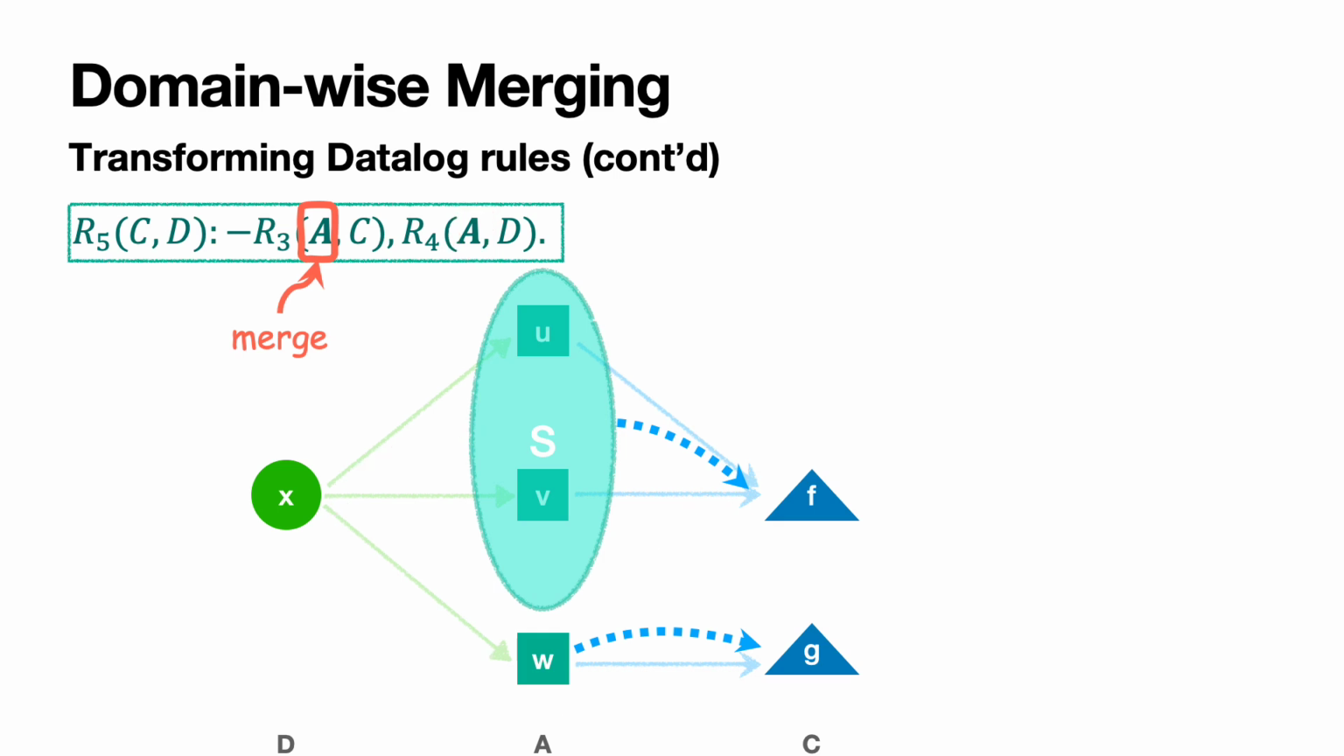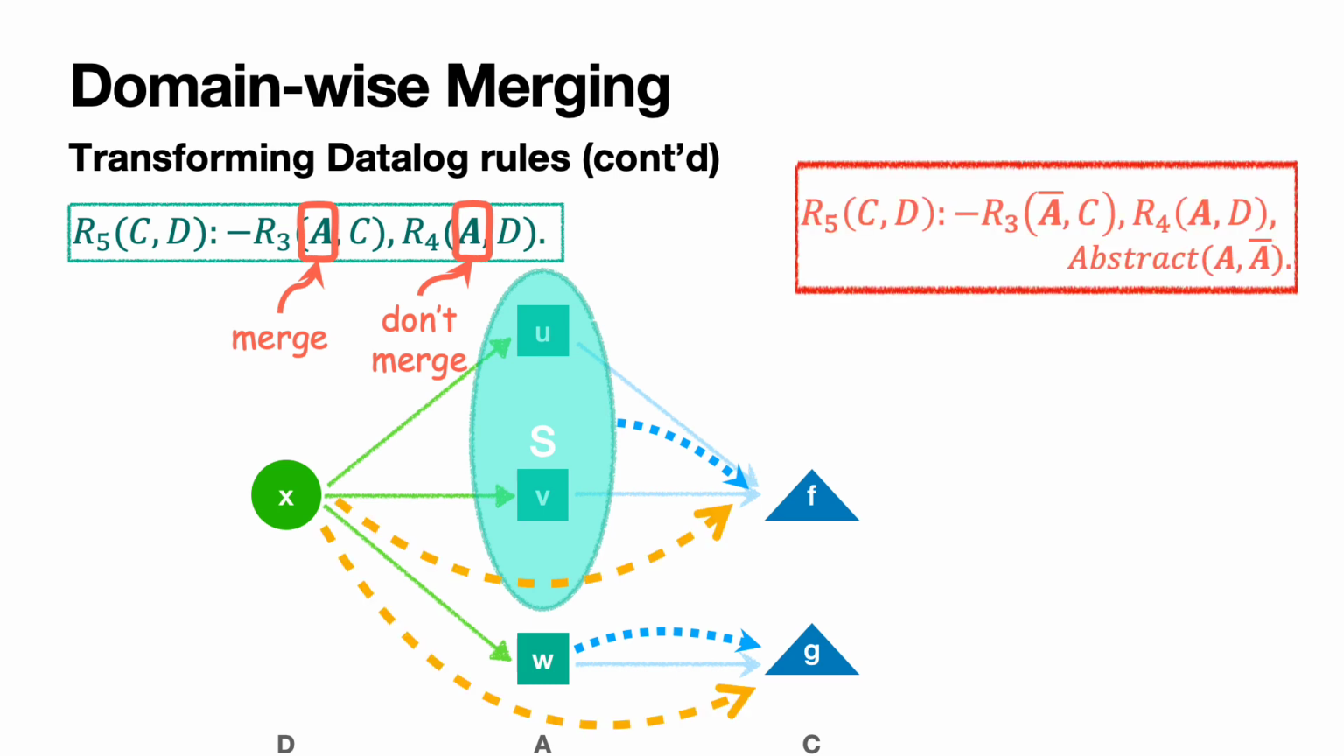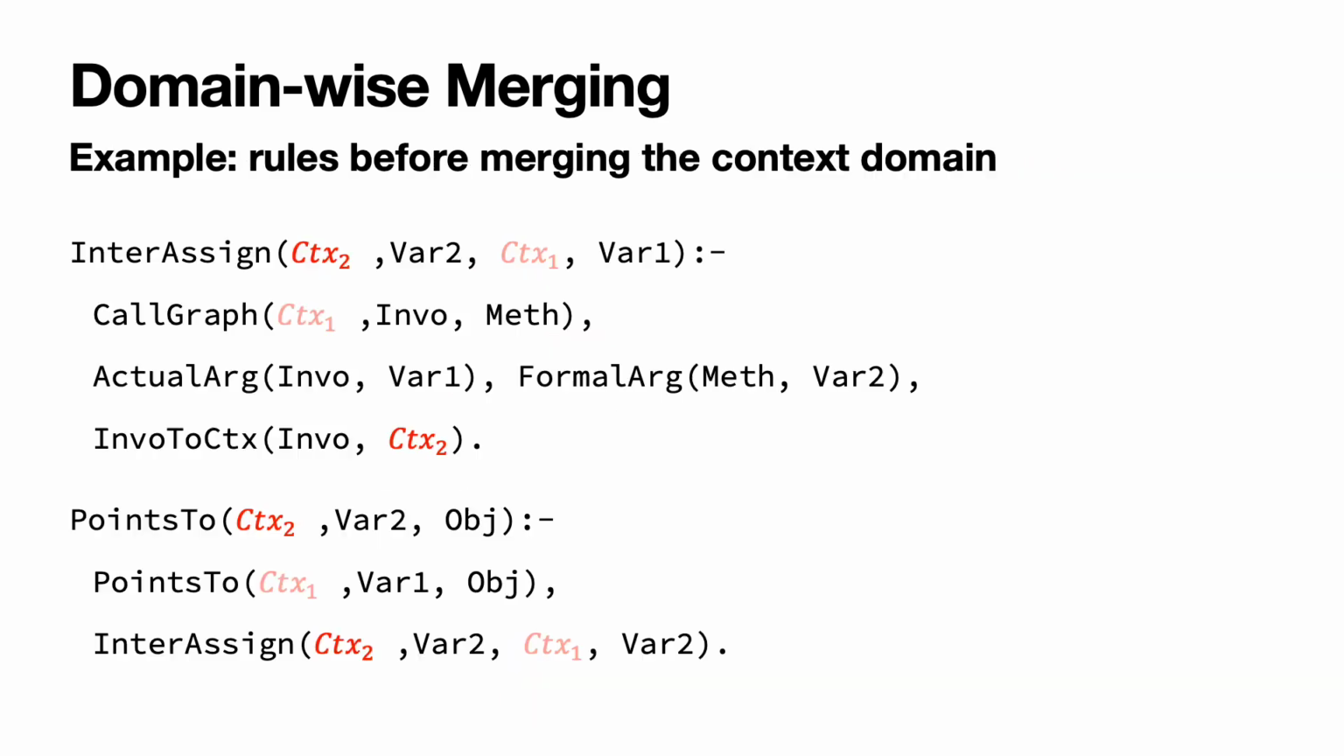If the first domain of R4 is not the sensitivity domain, we also need to insert an abstract relation into this rule to bridge the gap between concrete values and abstract values. Then we show the transformation on more realistic rules. These two rules derive the one-object-sensitive points-to relation in the previous example.